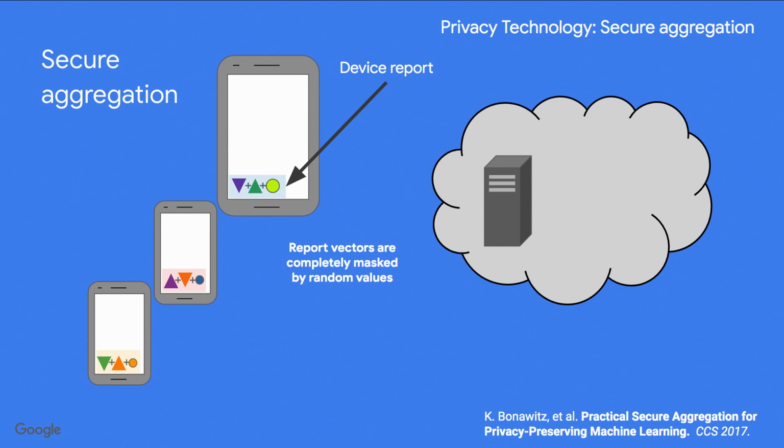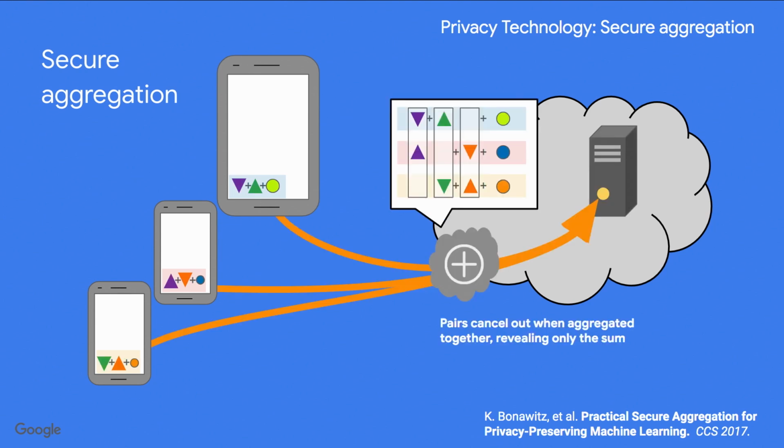So the report that any one device sends is the sum of its masks plus the actual model update. And any one of those masks is enough to make the overall report look completely like random numbers. So we transport all of those reports to the server and add them up. Now if you add up all of them, and only all of them, those masks perfectly cancel out, and you're left with the true sum. But there's no way to learn anything about the individual reports.